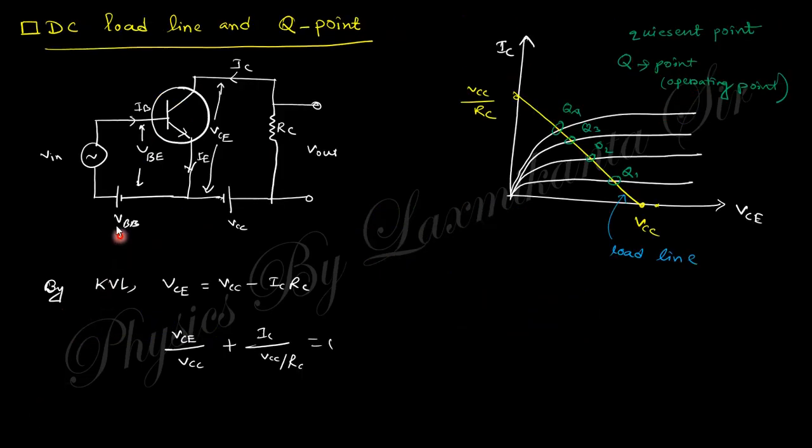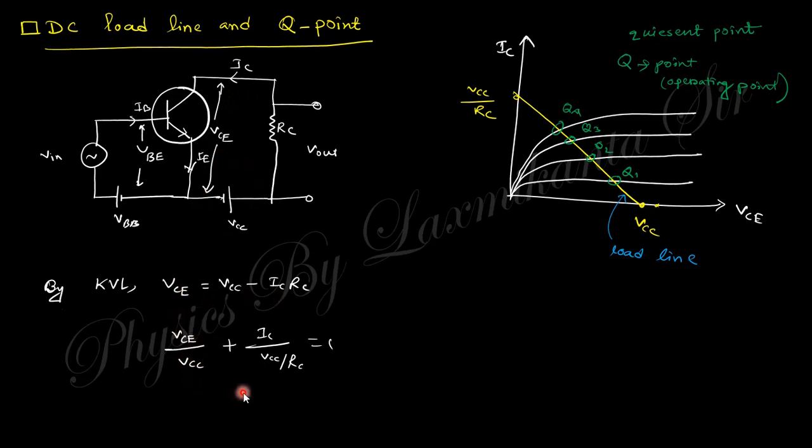Clear? Now comes the point of load line and Q point. What do we mean by load line and Q point? Think of the simplest form of the common emitter junction. You can see that VCE is nothing but VCC minus ICRC by KVL. In this loop, if you use KVL, VCE equals like that.